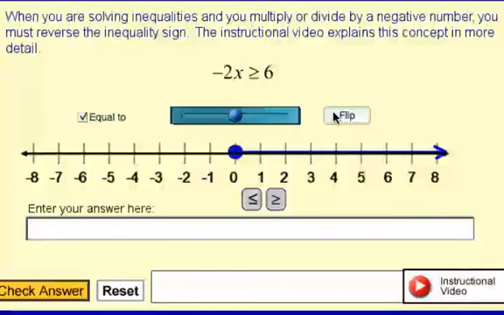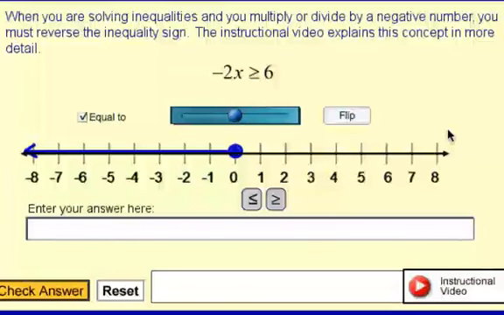With an inequality, you have to flip it because all those numbers that were greater are now less. So then you slide it to negative 3, right there. And so your solutions are all the values that are less than or equal to negative 3.